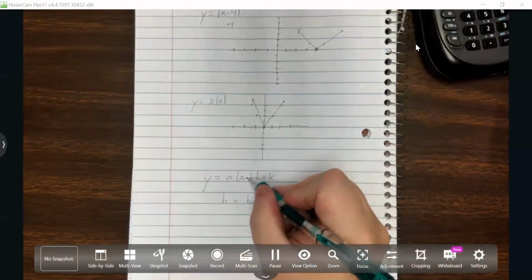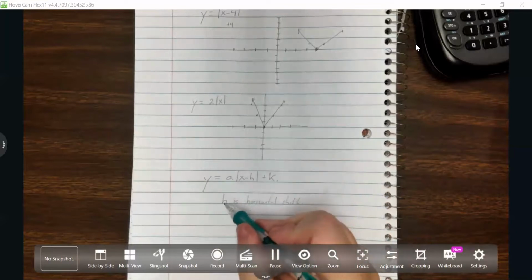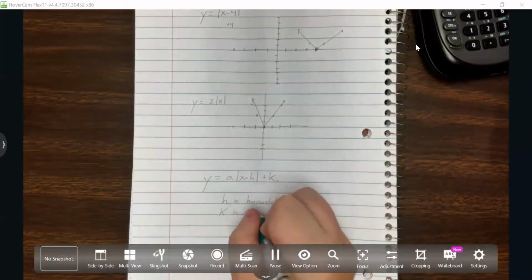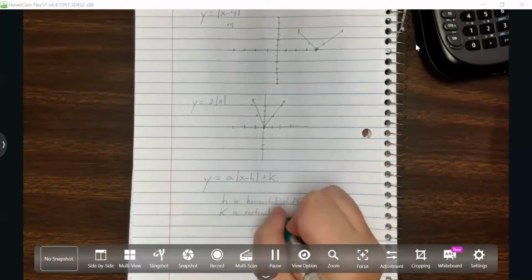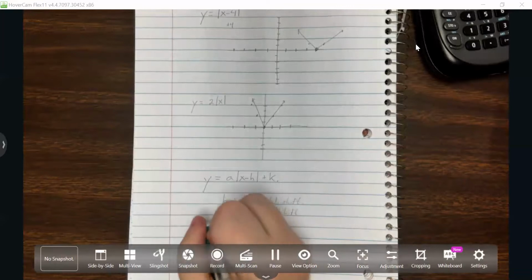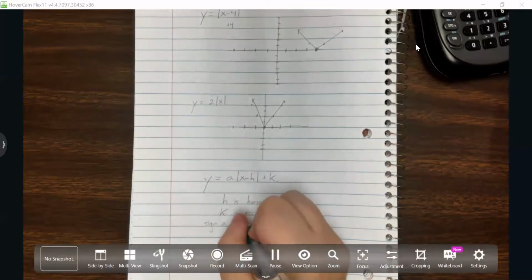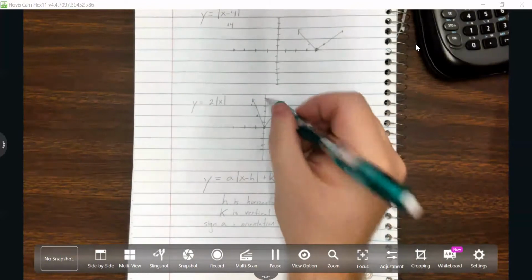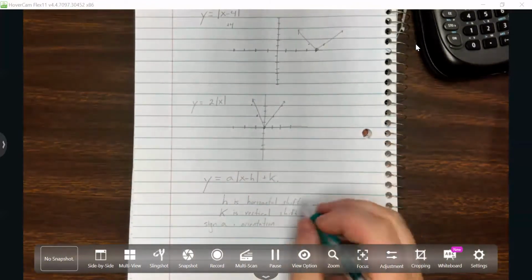Notice that it's minus in the formula. So when we go to look at it, it's actually going to turn out to be the opposite value that we see in the equation. K is the vertical shift. That's how far we moved up and down. The sign of A tells us orientation. Are we going upwards or are we going downwards? So a positive A, we go up. A negative A, we can actually come down.